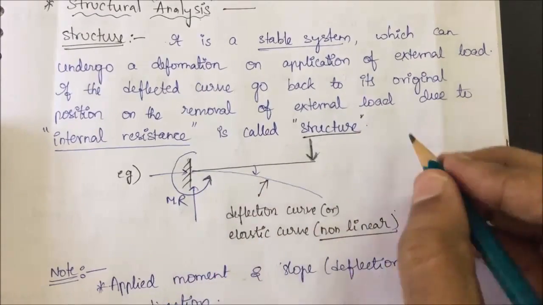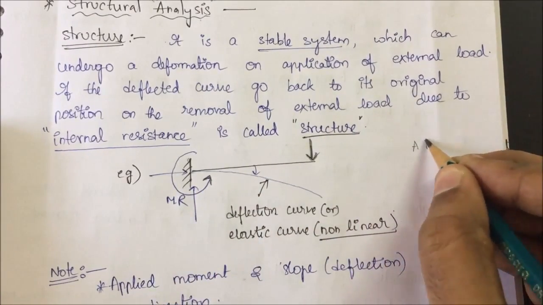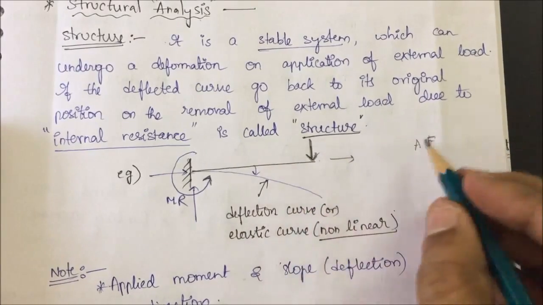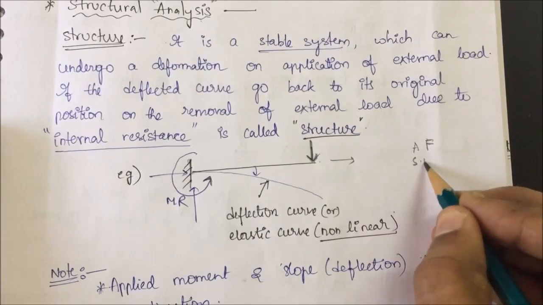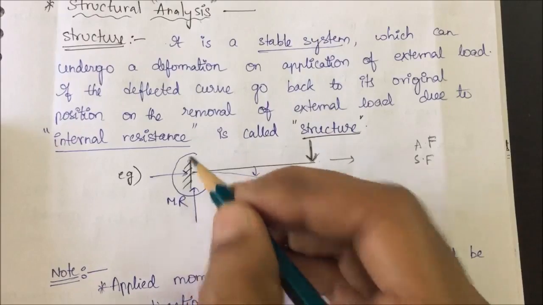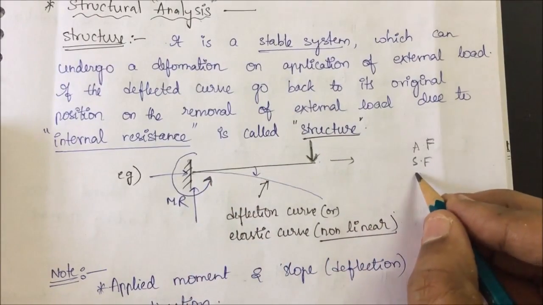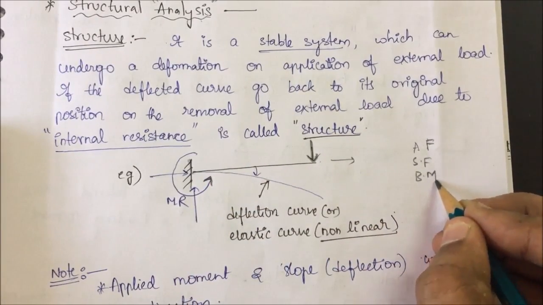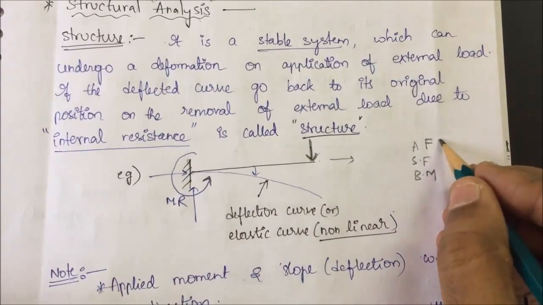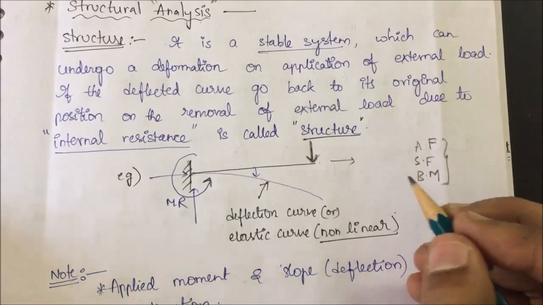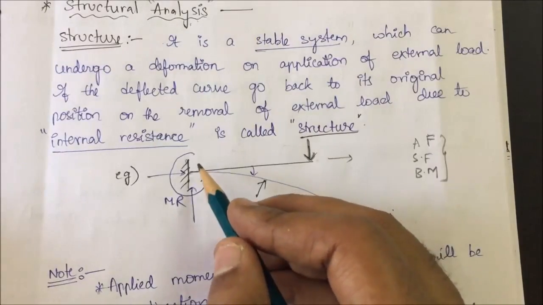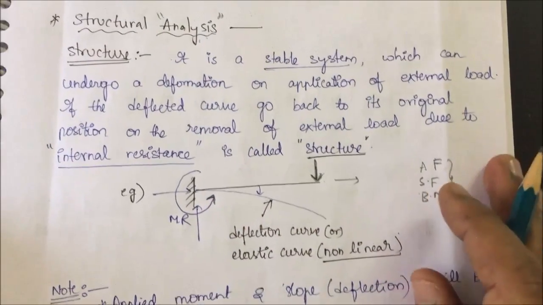What are the internal reactions which it develops? It develops axial force, that is, force in this direction. Then it develops shear force. The load is like this, right? So I will be getting my shear force in the vertical direction, and it will also be developing a bending moment at this end. So these 3 internal reactions, we have to find out their values. That is called analysis. We are analyzing what the values of these internal forces of a structure are.